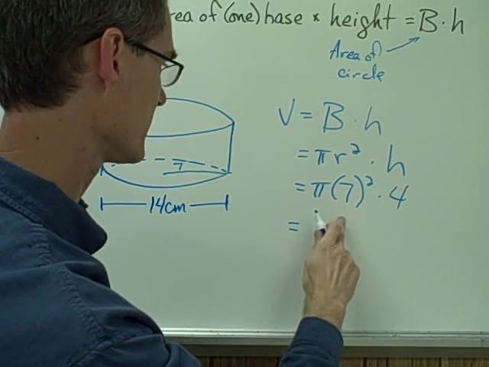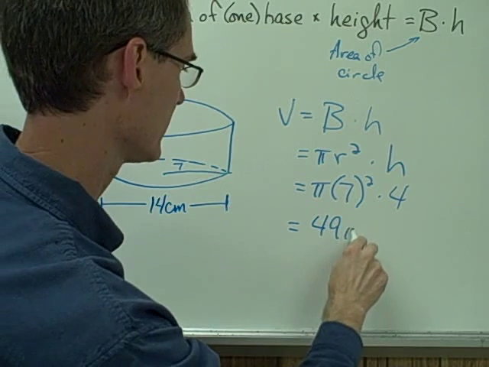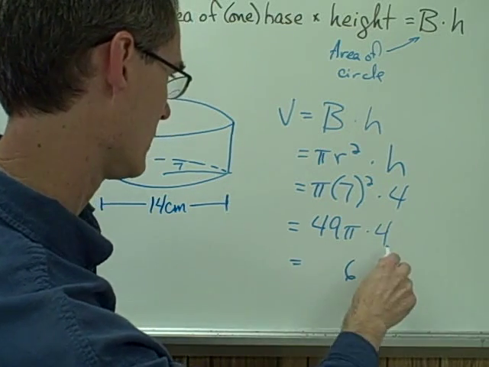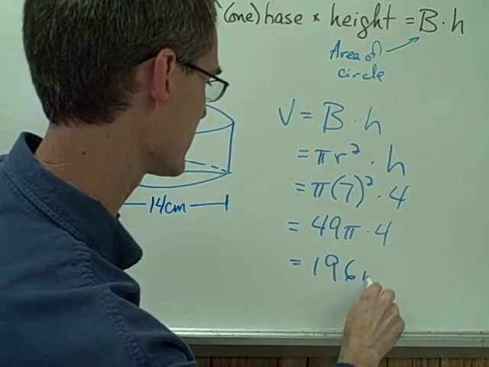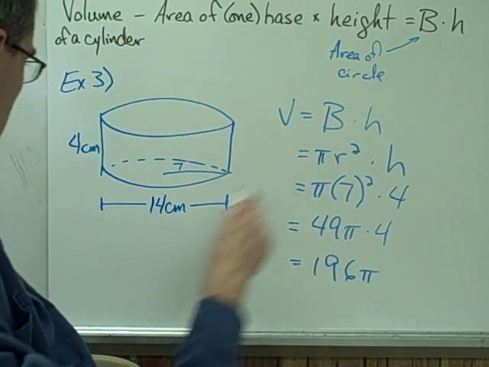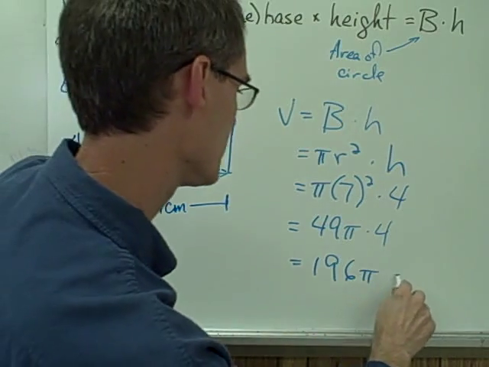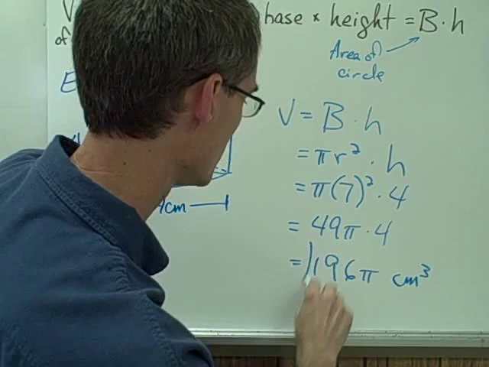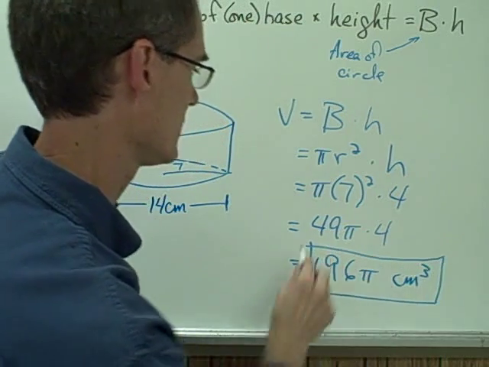So I'm going to have, let's see, this is going to be 49 pi times 4, which is 1,696 pi. And let's see, my units are centimeters, and I'm talking about volume, so I've got cubic centimeters.